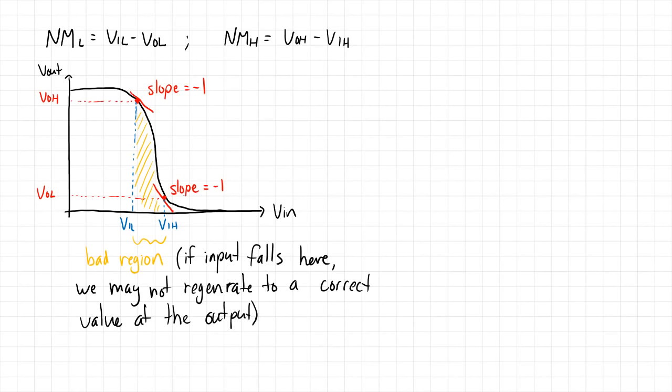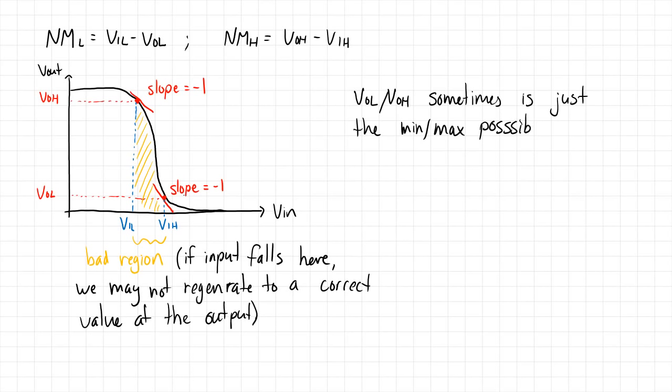Okay, so as I said, this is just one possible definition. VOL, VOH, sometimes is just the minimum or maximum possible output voltage. So just make sure that when you're discussing VOL, VOH, VIH, etc., that you just make sure that you're aware of what nomenclature is being used.